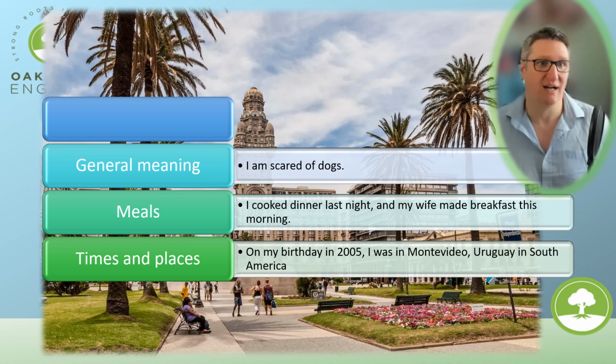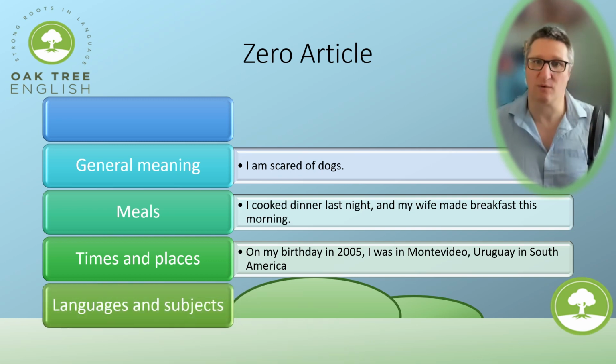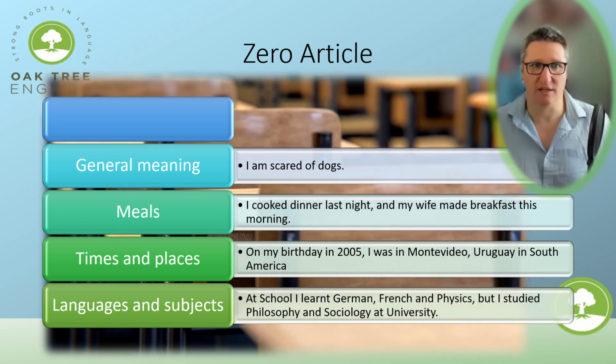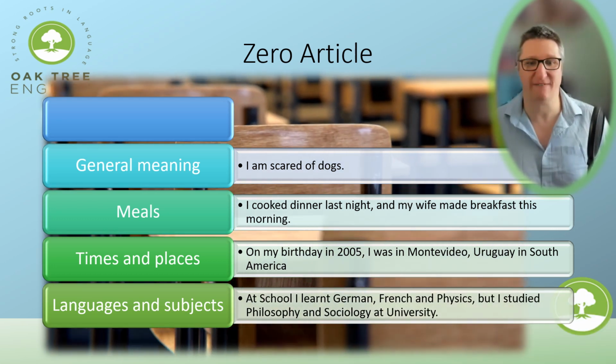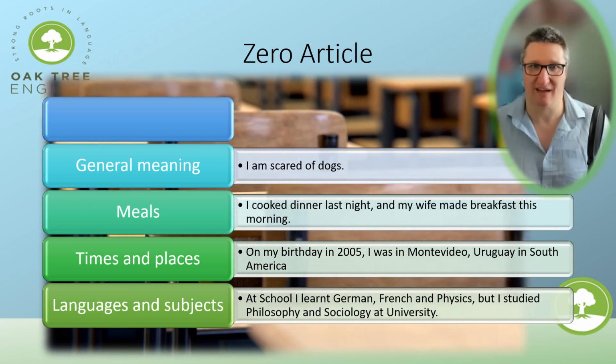Anyway, moving on. We also use the zero article, that is no article, with languages and school subjects. For example, at school, I learned German, French and physics, but I studied philosophy and sociology at university.